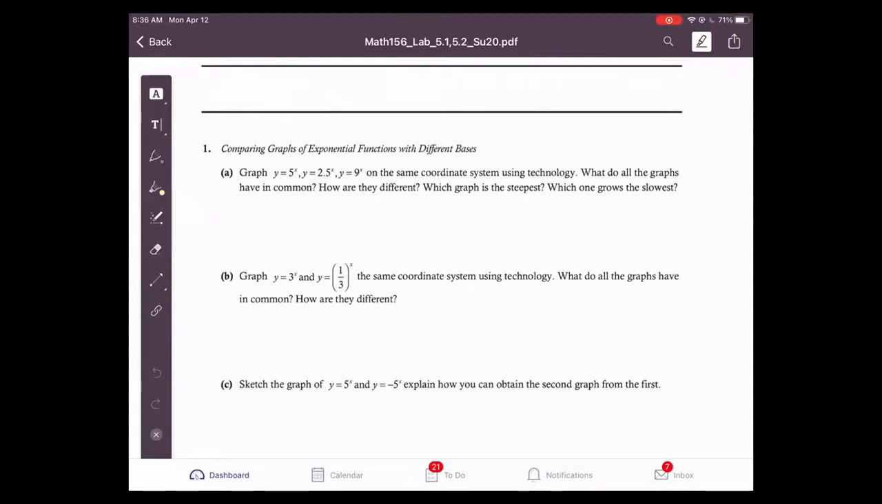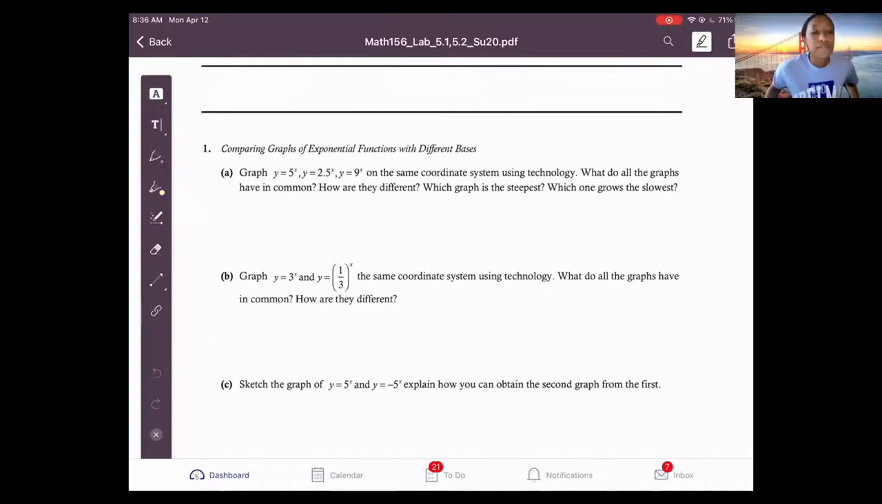Sorry, guys, I dropped my pen. Where if you look at the base of the exponential function, you can determine if you have an exponential growth or decay. And if you graph several exponential functions together, the bigger the base, the steeper the curve. Or a bigger base means that your graph is growing faster. We looked at several problems like this last class.